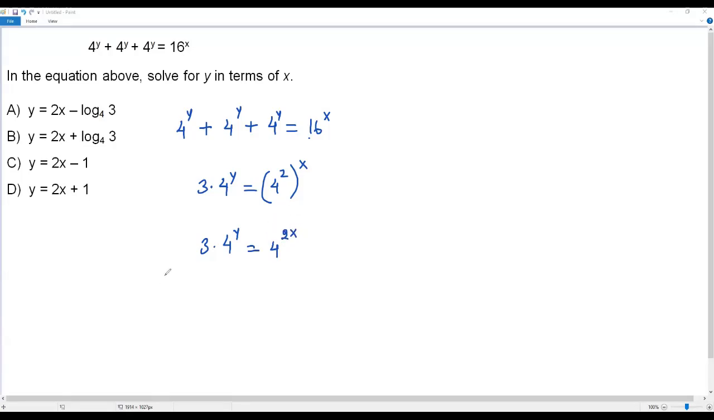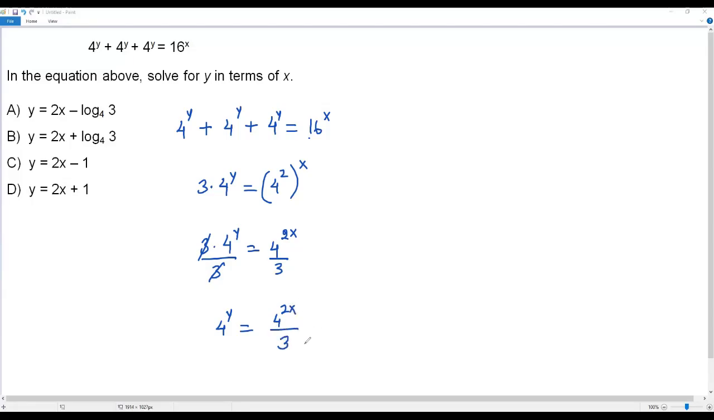Okay, now what I'm going to do is divide both sides by 3. Because my aim is to solve for y in terms of x, I divide both sides by 3. Then this 3 will cancel out. Then the resulting equation is 4 to the yth power is equal to 4 to the power of 2x over 3.